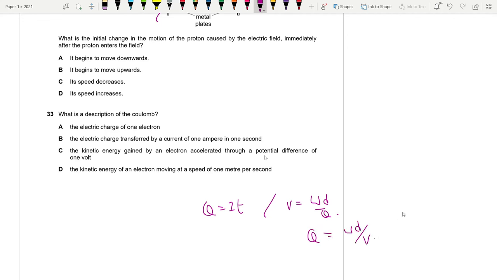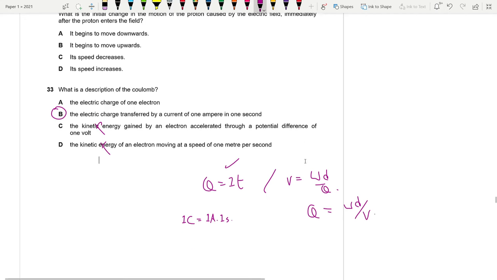We're just going to choose the perfect one. So it's the electric charge of one electron. That's the elementary charge, right? Not the coulomb. The electric charge transferred by a current of 1 ampere in 1 second. Looks good. This looks good. 1 coulomb is equal to 1 ampere, 1 second. The kinetic energy gained, that's wrong. It's not the energy, by the way, so those are wrong. 34.